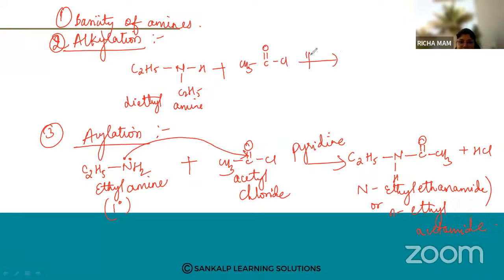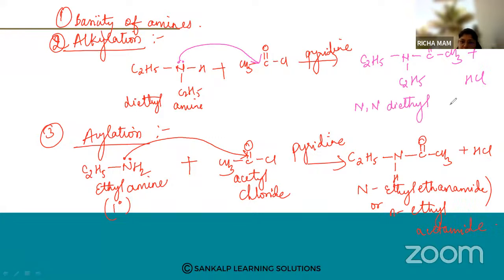Can anybody tell me the product? Yes, what will be the product, students? The lone pair of electrons on nitrogen will attack the carbonyl carbon. What I'm going to get is C2H5, N, C2H5, then C double bond O, CH3, with HCl. So I get N,N-diethyl acetamide, or ethanamide. This is the product obtained. Understood?